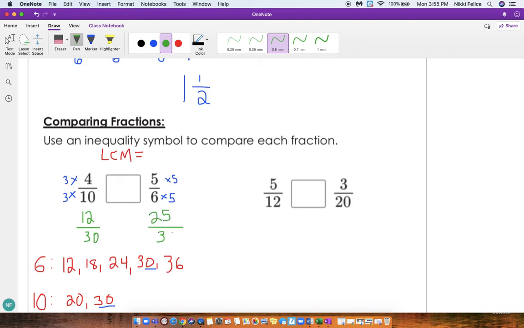And now I can compare them. Well, 12/30 versus 25/30. 12/30 is smaller. 25/30 is bigger, so I would write my symbol in this direction. And that is how you can use the least common multiple to compare fractions.